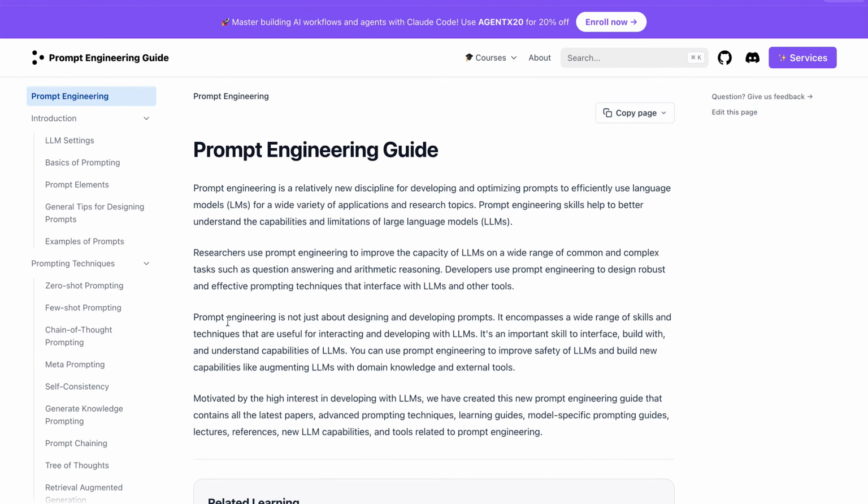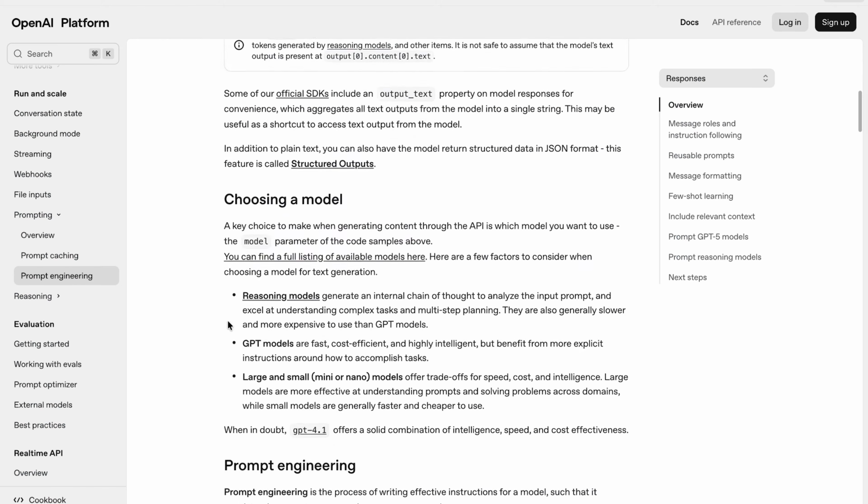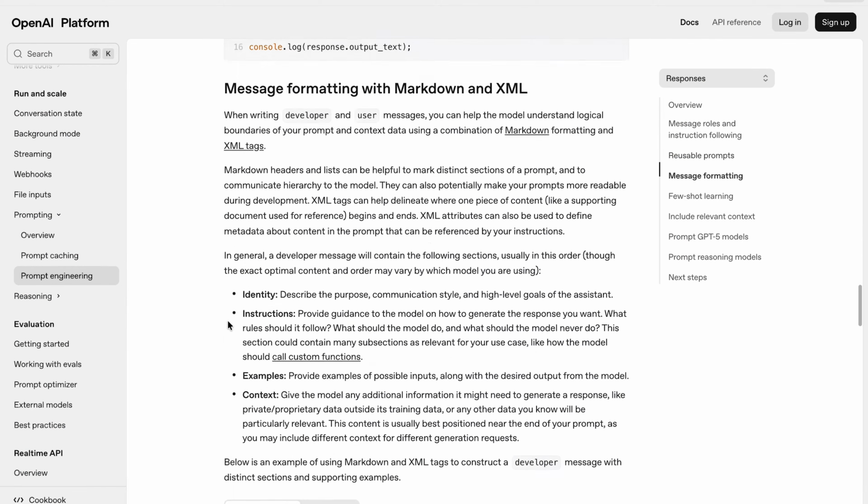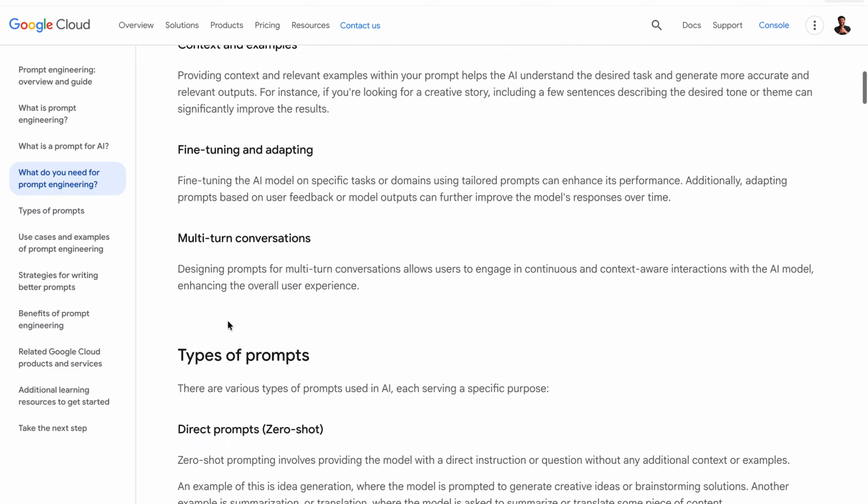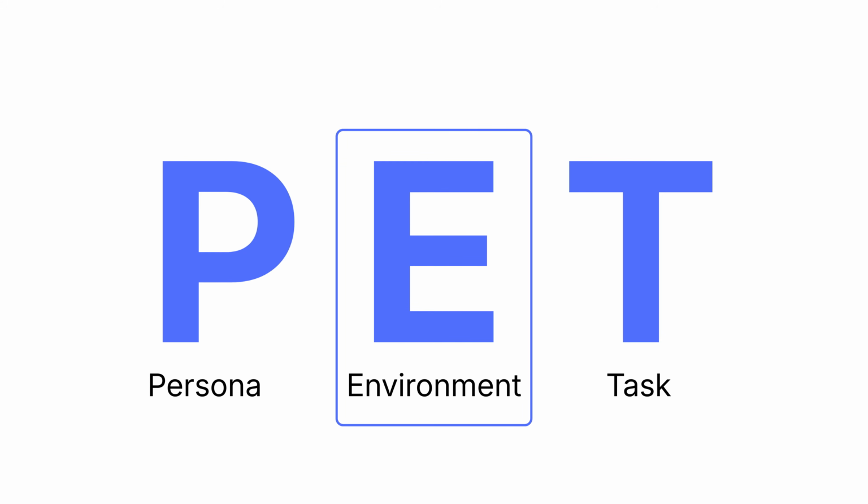Then back in 2022, when I had to learn how basically to do prompting in the right way, I came across a lot of guides where they taught me how I can do prompting in the right way. And to be honest, I didn't like any of it. And there is this one formula, after looking at so many guides, I came up with. And the formula that I'm going to teach you is basically PET. So, what does PET stand for? Persona, environment, task. So the P stands for persona.